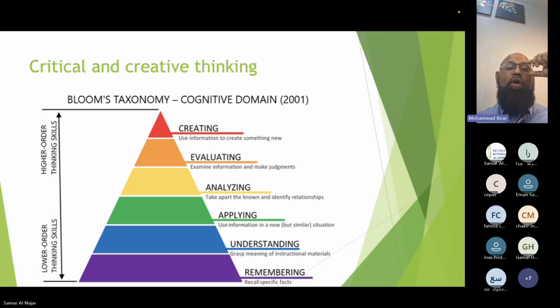Let's have a look at critical and creative thinking in relation to Bloom's taxonomy. Let's go from bottom to top: remembering, understanding, and applying. These are called lower order thinking skills, in short, LOTS. And if you go up, analyzing, evaluating, creating, they are higher order thinking skills.